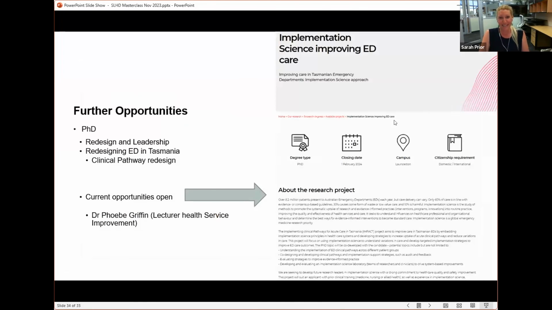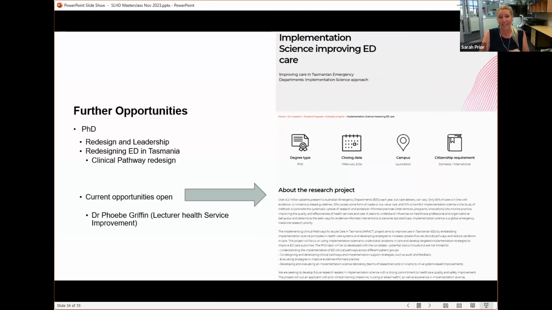And also, as Peter mentioned, for anyone who is interested then in pursuing further higher education by research, redesign actually opens a wide range of doors with a whole range of projects around health service improvement. So currently we have a number of PhD candidates who have come through the redesign pathway. And a couple of those projects include looking at redesign and leadership and how they intersect, redesigning the emergency departments in Tasmania using the clinical pathways for stroke, sepsis, fractured neck of femur, and cardiac pathway.